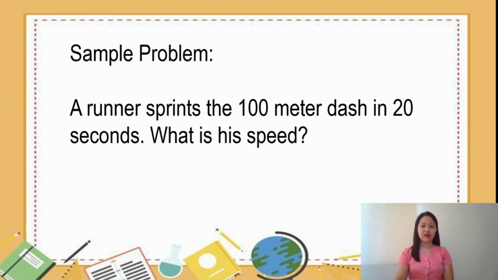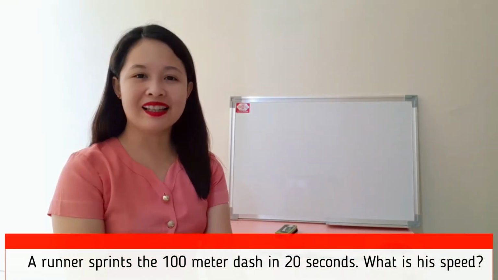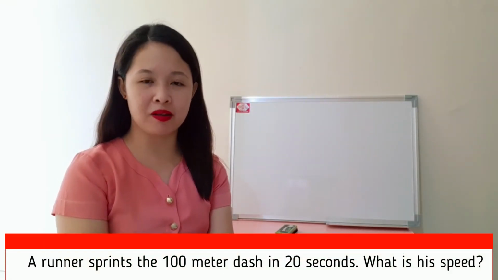Sample problem. A runner sprints the 100-meter dash in 20 seconds. What is his speed? In order for us to properly answer the sample problem, we will be applying the so-called GRESA method. We need to write the given, required, equation, solution, and answer. Let us now answer the sample problem.